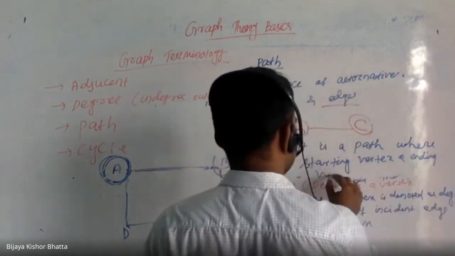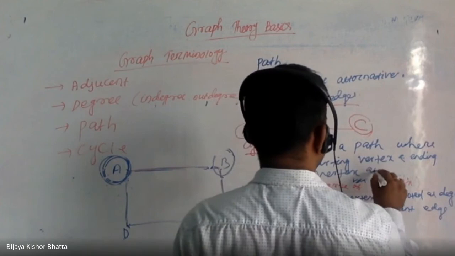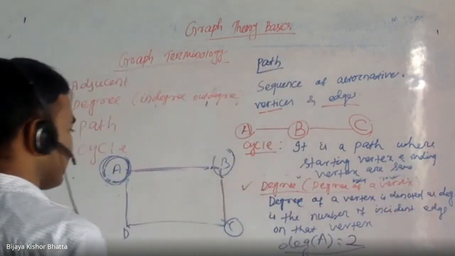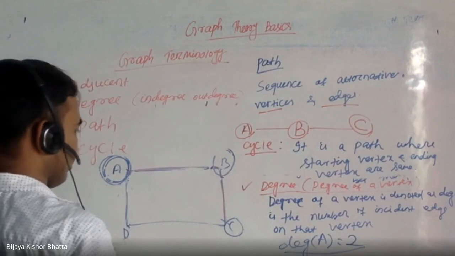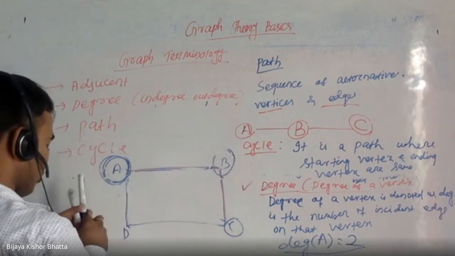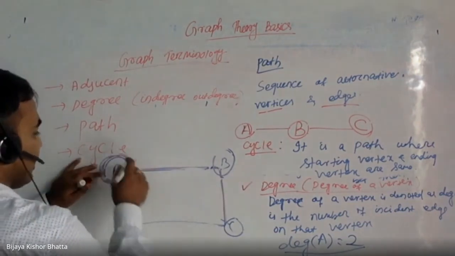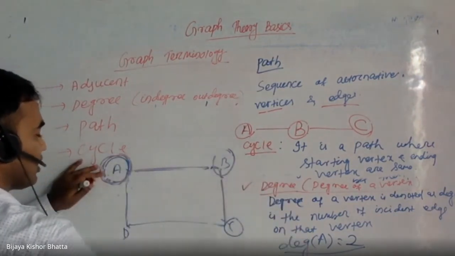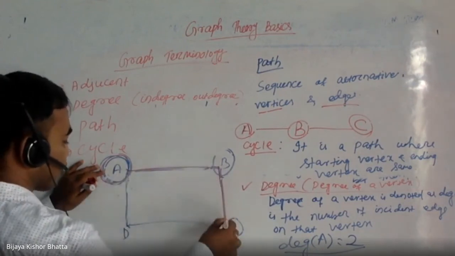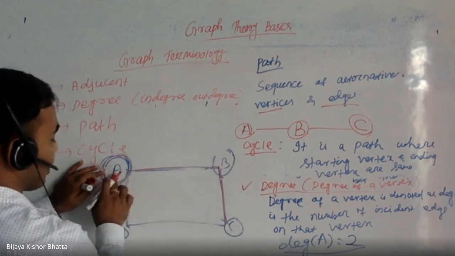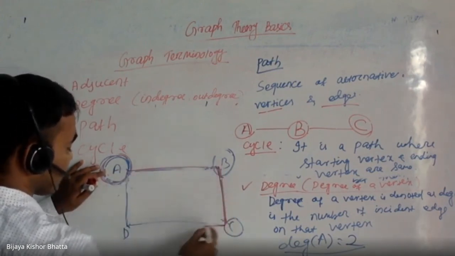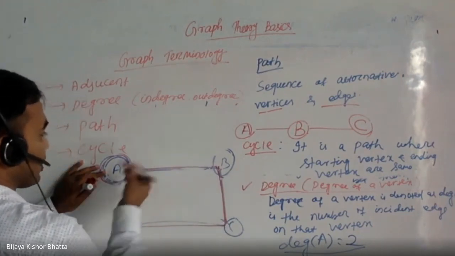The starting and ending vertex are the same. So what is a cycle? In this example, I start from A and follow some path. Suppose I go from A, visit somewhere, and come back to the same position. That means it is a cycle. A to B, B to C. I cannot go directly from C to A because there is no edge, so that is not making a cycle. So I go B to C, C to D, D to A. This is a cycle.